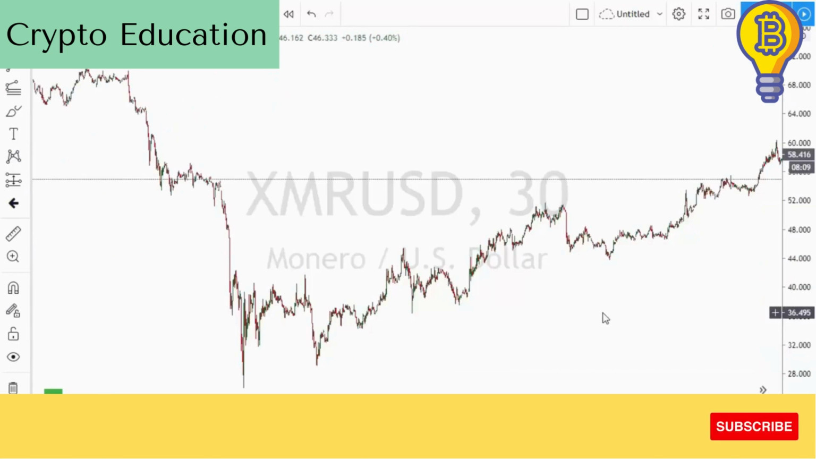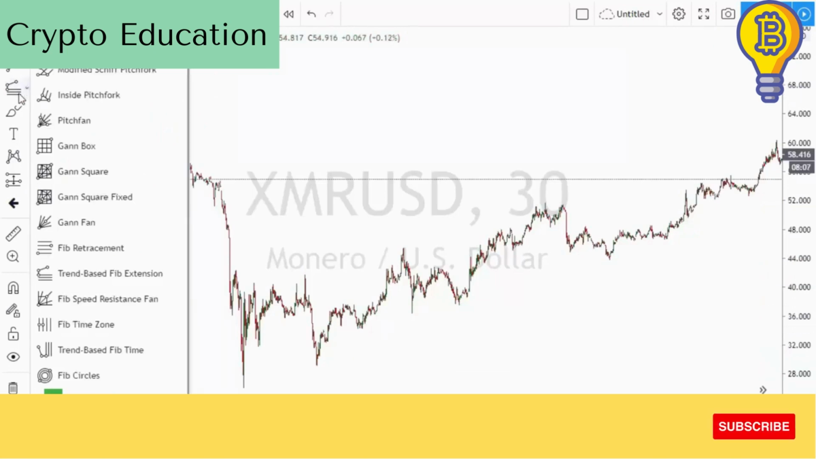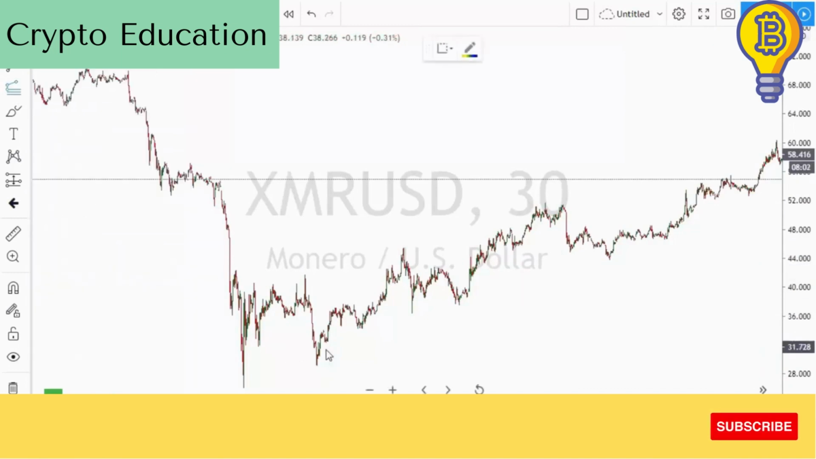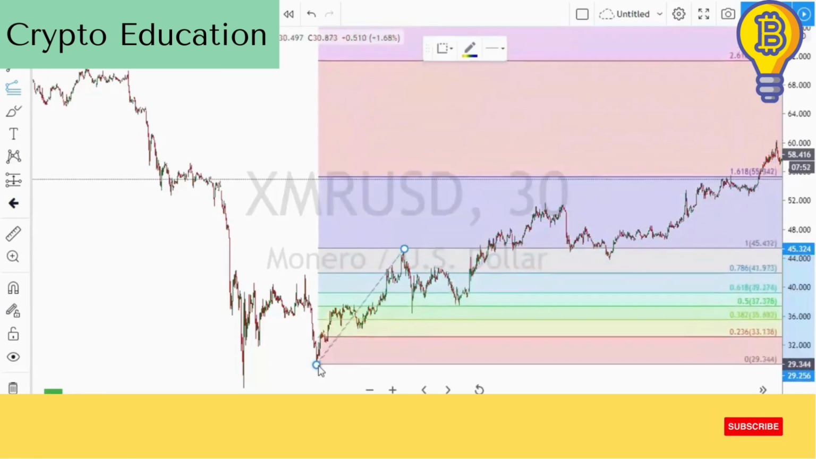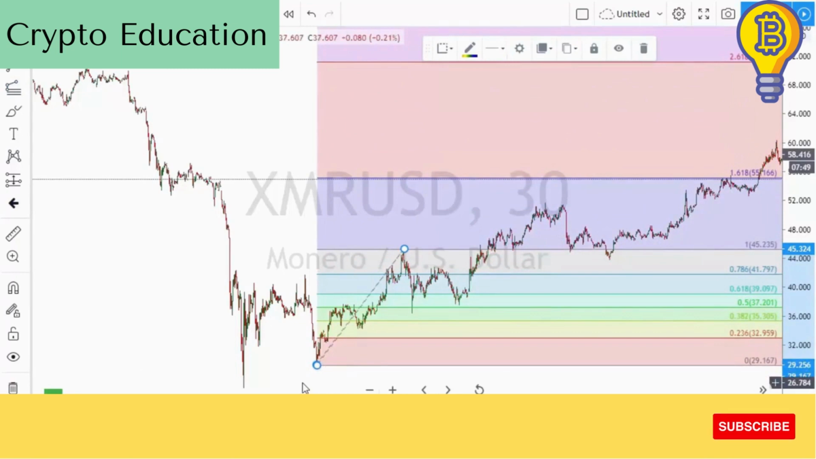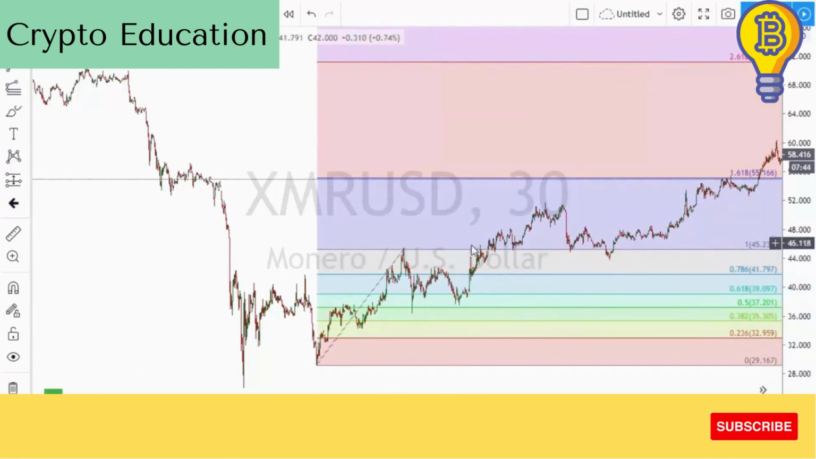Fibonacci is also used for the extension tool, and it's in the same menu. You just choose trend-based Fib extension. So if you remember, this Monero one, the original one, went from there to there. So you click on both of those levels, and then you pull back to the beginning. And what you get is the 50% Fib retrace. But notice that beyond the highs, there is the 100%, and then there's a 1.61 extension. And that is an area that a lot of people will aim for.